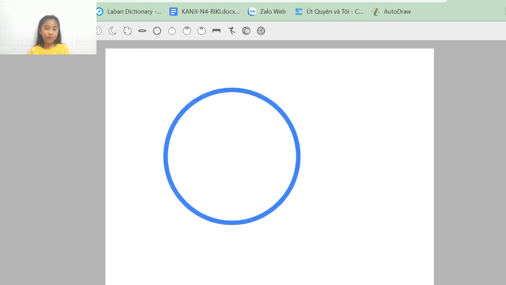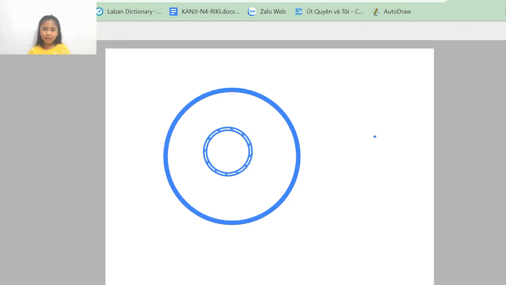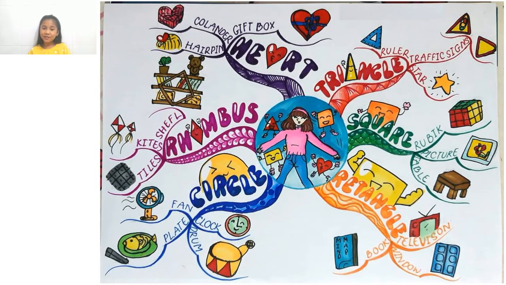A circle looks like this. Okay? This is a circle. A circle can be this big or it can also be this small. Or it can just be a dot. Yeah, actually it's also a kind of circle. Whoa, I didn't even notice that. Okay, a circle can be a fan, I've told you before, or a clock, or plates, or a drum.